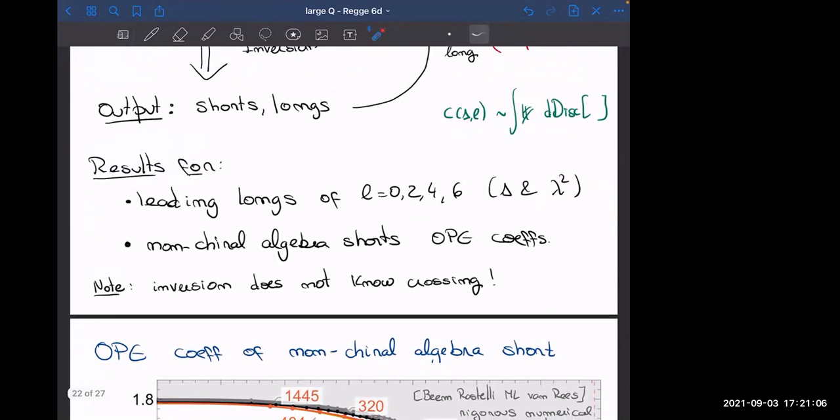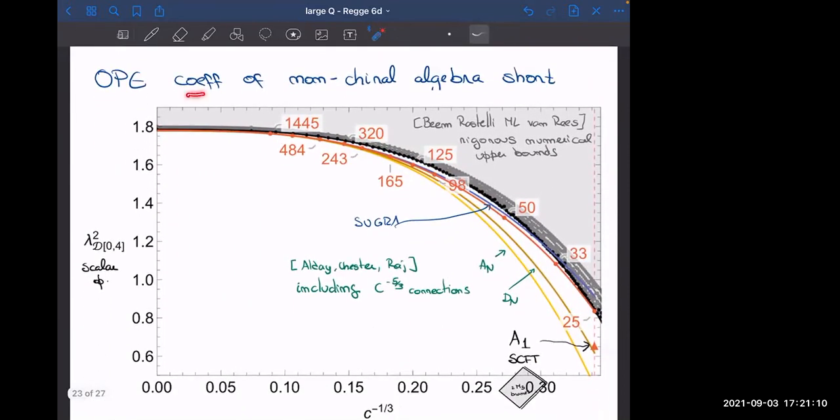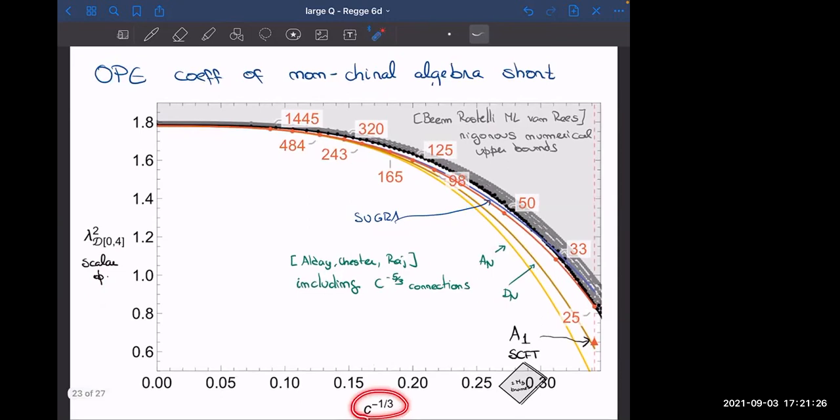So let me show you some results that we got with this. I'm starting with the OPE coefficient of one of these protected operators, whose dimension is protected, but we don't know their OPE coefficient. It's actually a quarter BPS operator. Let me unpack this picture. Here is the OPE coefficient of this operator. Here is the central charge to a particular power that makes the scaling nice. So it basically goes like n.